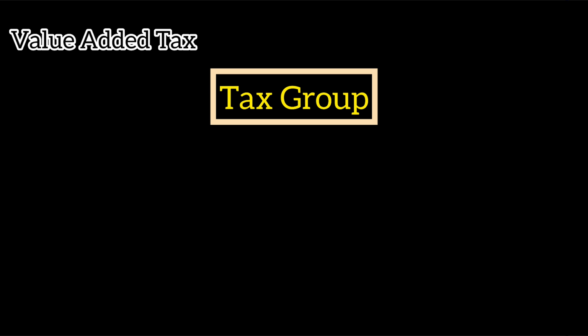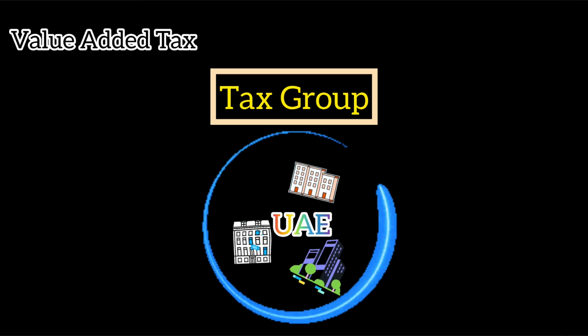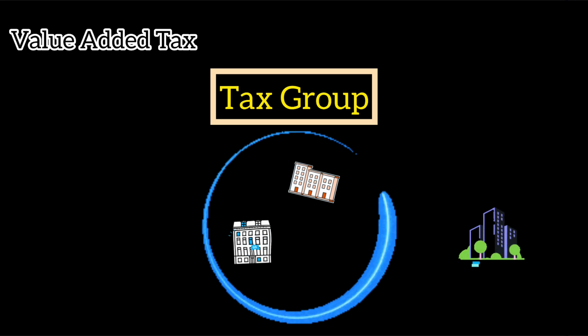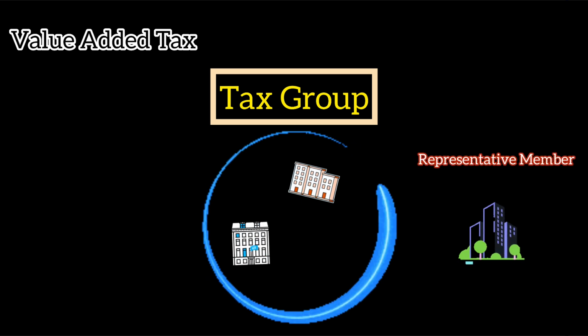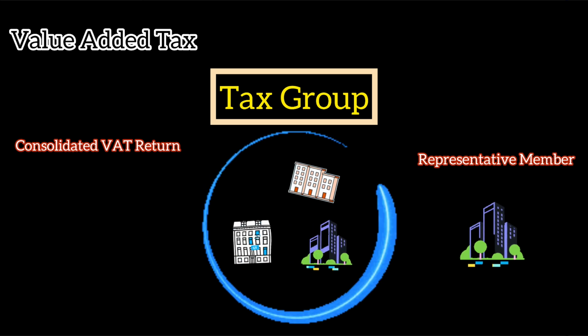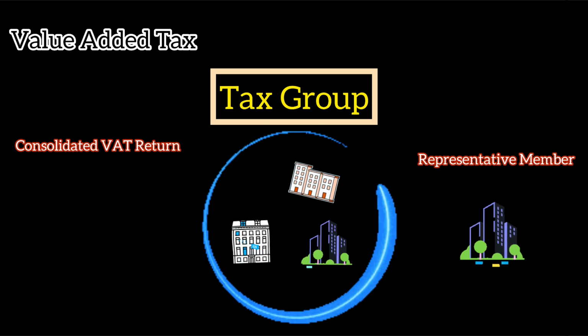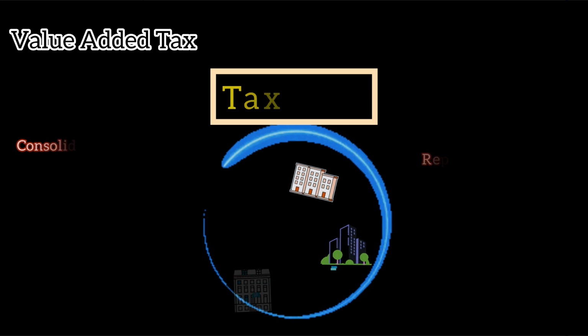Related businesses that share economic, financial, and regulatory ties may be able to register as a tax group if they have an establishment in the UAE and are legal persons under common control. Transactions between the group members are disregarded, and one member of the group, called the representative member, will file a consolidated VAT return covering the activities of the group. Furthermore, all supplies made or received by any of the tax group members will be treated as made by the representative member of the group, although all members of the group will remain jointly and severally liable for VAT debts.